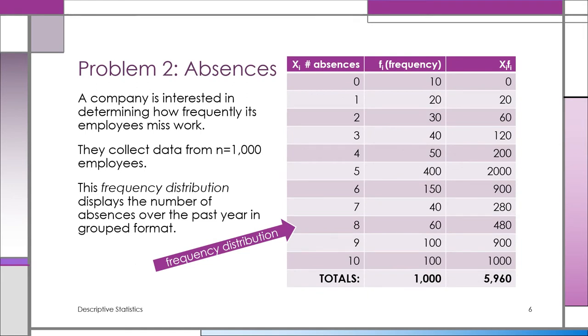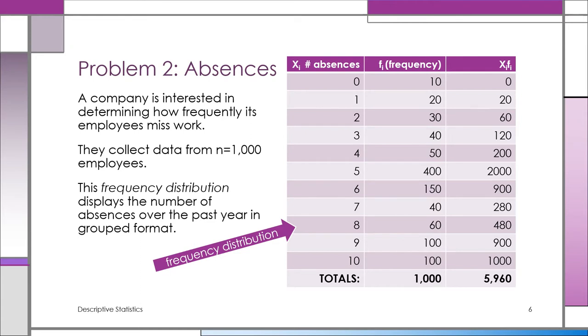Okay, let's look at this problem. Now here we have 1,000 values, right? The sum of the frequencies is 1,000. That means n is 1,000. Again, you're not going to want to write this ungrouped, which means you'd have to write out 1,000 numbers. So first of all, you know n is 1,000. Then you do the third column, the xifi column.